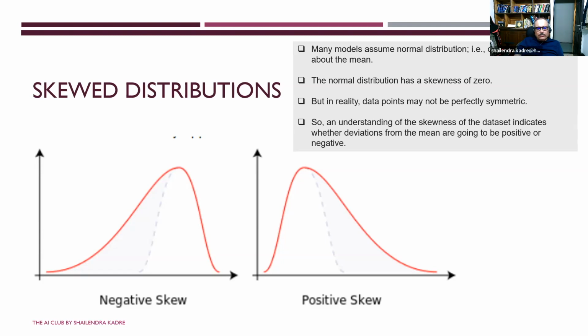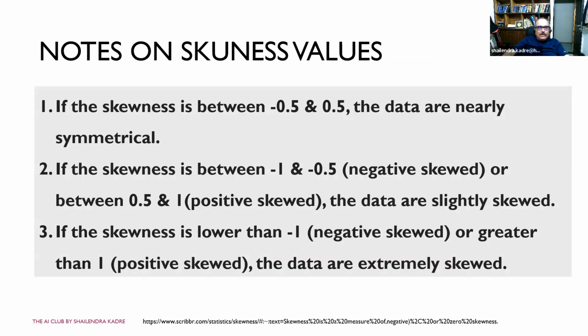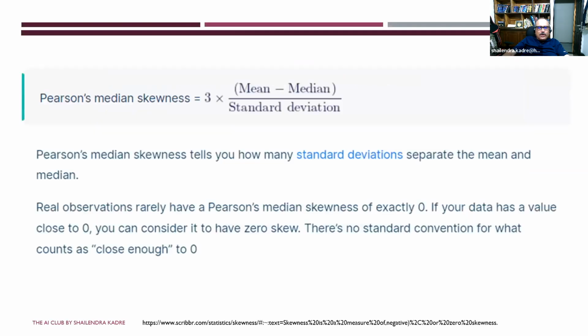Then what to do? I have to proceed, right? I cannot proceed because it is not a bell curve. So you should know how to deal with a bell curve, how to deal with a skewed curve. That also you should know. So that's why we studied skewed distributions, okay?